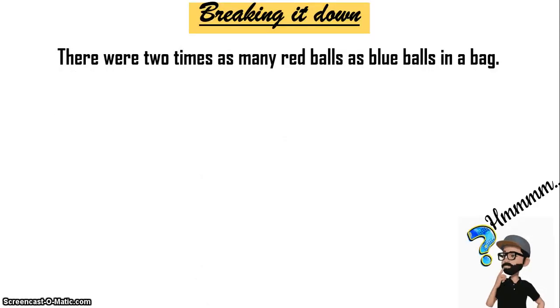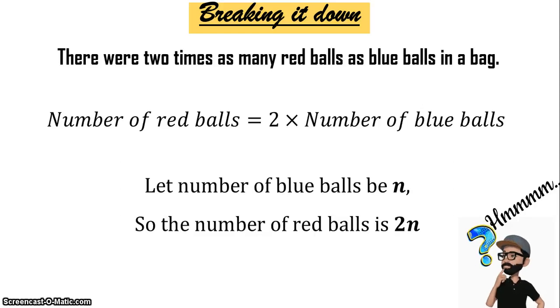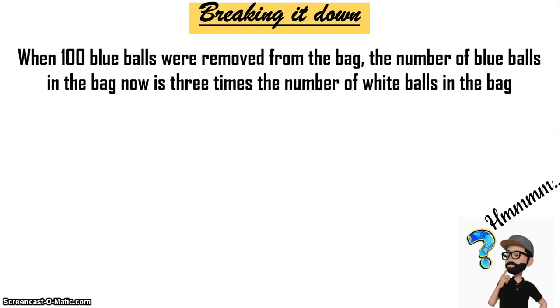The first statement says, there were 2 times as many red balls as blue balls in a bag. What does that mean? The number of red balls is 2 times the number of blue balls. Let's say the number of blue balls is n, it means the number of red balls would be 2 times n, which is 2n. Then we go to the next statement.